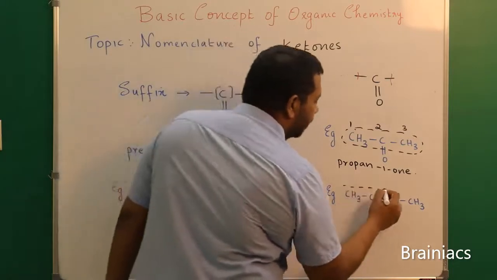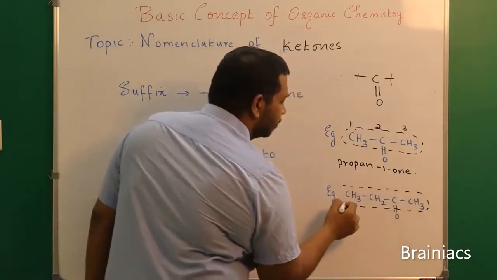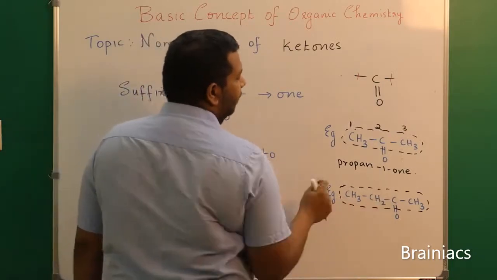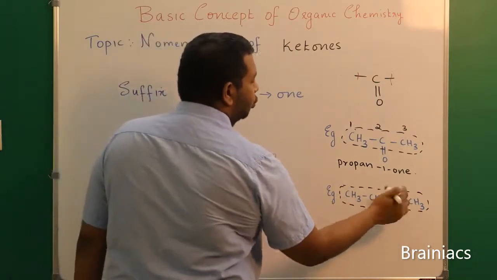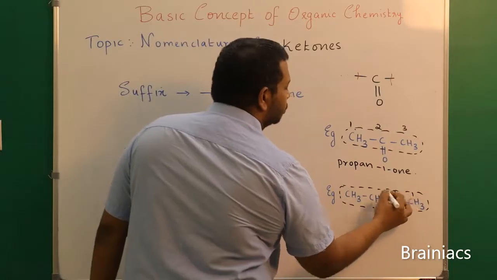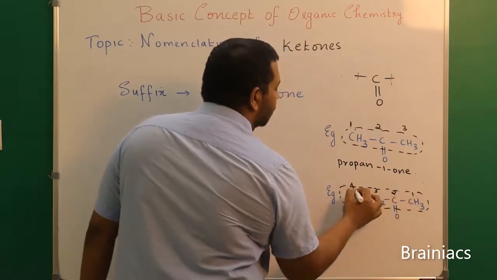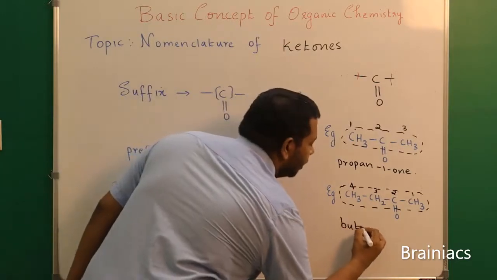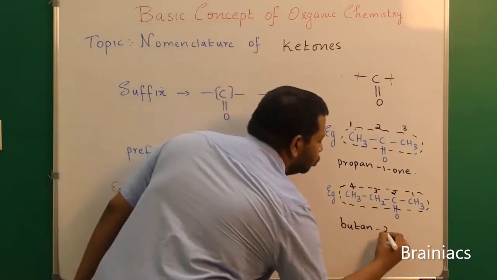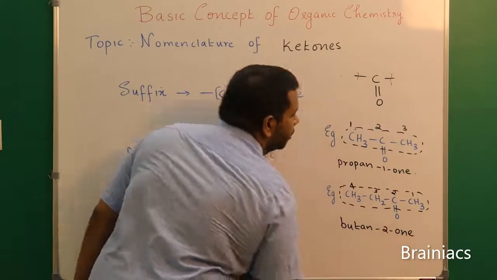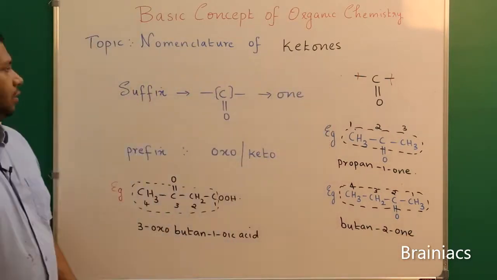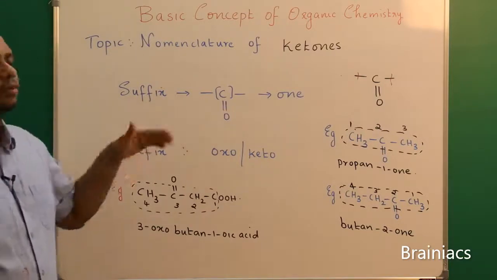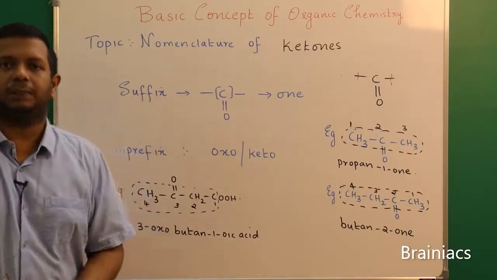So this is my parent carbon chain. Here you should take care of the numbering. If I number it like this, 1, 2, 3, the carbonyl gets 3. If I number it the other way, 1, 2, the minimum number should be used, so 2, 3, 4. So what is the name of this compound? Butane 2-one. Understood? So I hope you understood the fundamentals of ketones. We will see some examples.